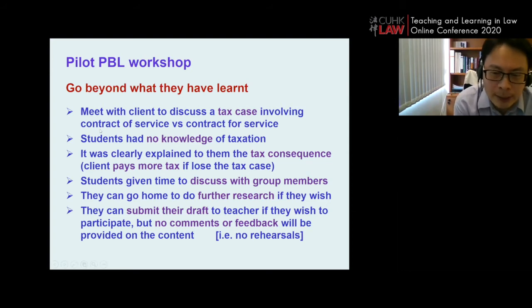They were given time to discuss in groups during class, but after discussion, I told them there was no need to submit the work to me. This is not assessed. If you want to, on a voluntary basis, you can do more research, submit your answer to me, and join the workshop. So that's when I told them this is something voluntary. And I was surprised. I had 7 groups, and 6 groups submitted answers to me and wanted to participate even though there was no assessment. So I was quite surprised at that.